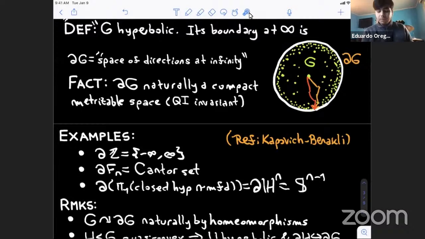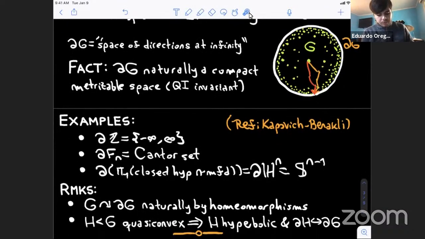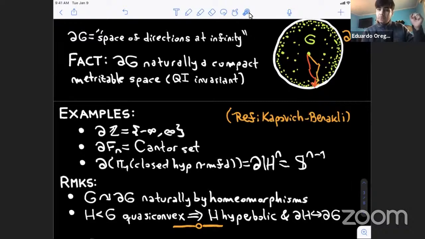Okay, so some final remarks. Each time we have a hyperbolic group, this group acts on its boundary naturally, and this action is by homeomorphisms. So imagine you have a surface group that acts geometrically on H2. At the end, it acts by Mobius transformations, and Mobius transformations extend to the boundary. So that is the idea.